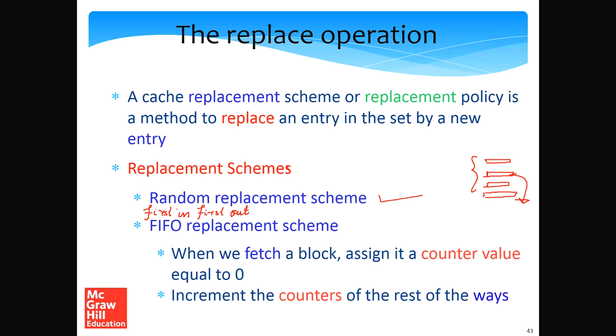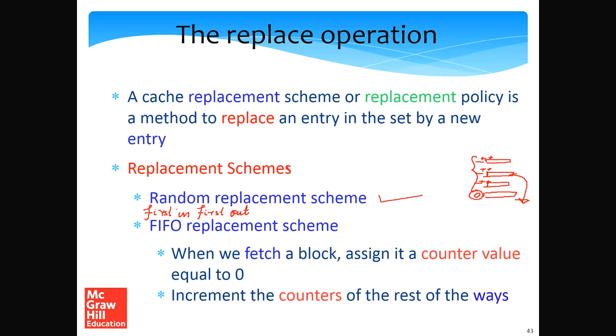So in this scheme, when we fetch a block, we'll assign it a counter value equal to 0. And for the rest of the ways, we'll keep a counter with every way in the tag array. So when we fetch a block for the first time, we'll keep its counter as 0, and we'll increment the counters of the blocks in the rest of the ways in the set. So how do we know which block came first? By the one that has the highest counter.